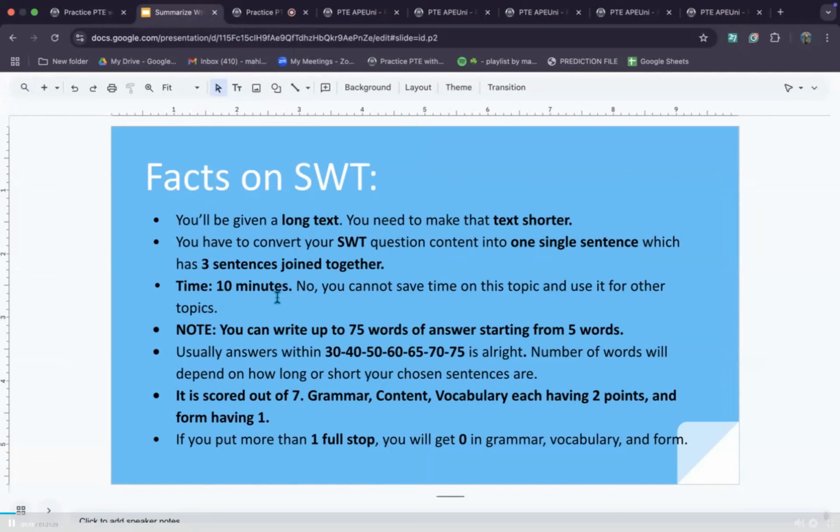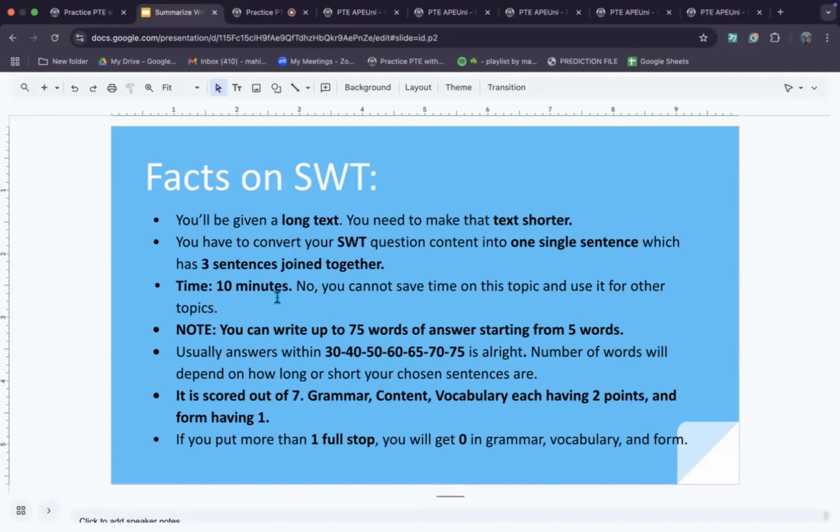This question is an individually timed task. So even if you finish your answer before 10 minutes time, you still cannot save those leftover minutes and use them for another topic or in another section. Whenever you click next, even if you have saved 3-4 minutes, those minutes are going to disappear. So it will be a dumb move if you are saving time hoping that you will use it later. Instead, stay very calm, no need to rush.